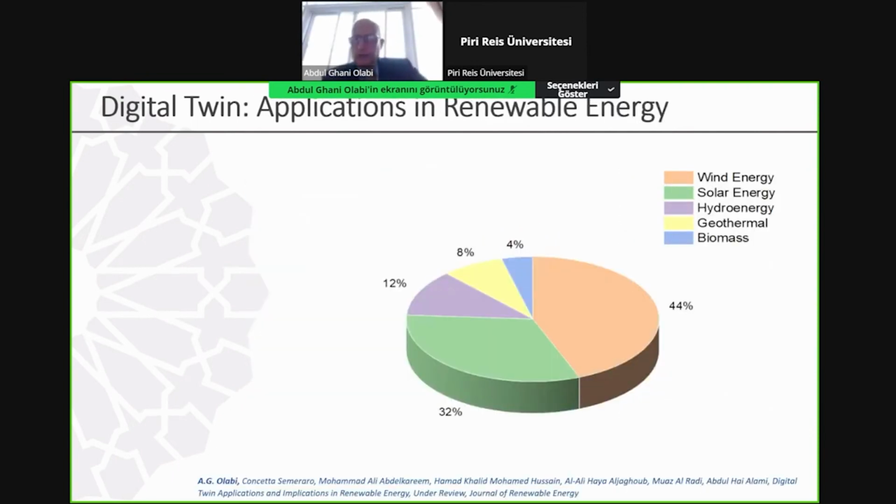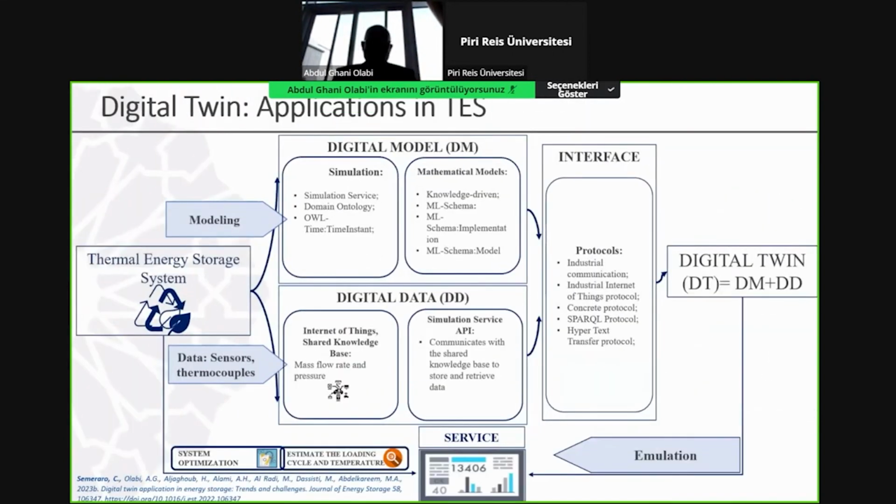Looking at the literature, there is a lot of work done using digital twin. We can see the maximum is on wind energy, followed by solar energy, hydro energy, geothermal energy, and biomass. So it shows a really good increase in the use of digital twin in the last few years. From what we see in the literature, there will be more use of this tool to apply digital twin in renewable energy and energy storage systems. So here we will look at examples.